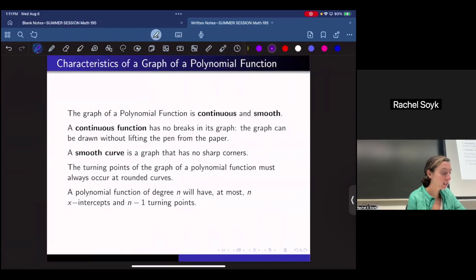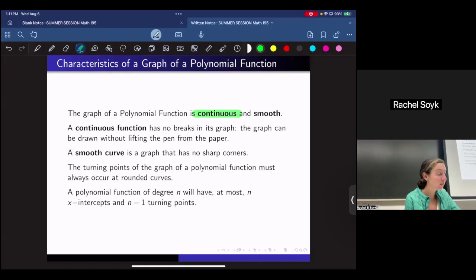Right, some more definitions when we're looking at characteristics of polynomial functions. We have a function that is continuous and smooth. And what does continuous mean? Maybe I'll use different colors for each one. Continuous is if you were to put down your pencil and just continue to draw on your piece of paper, there would be no breaks in the graph.